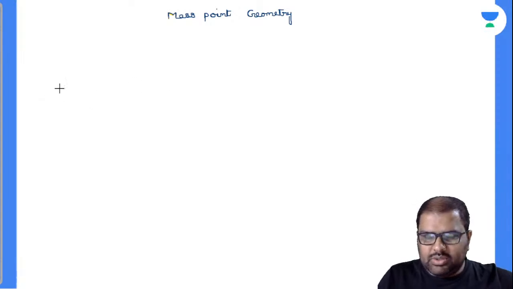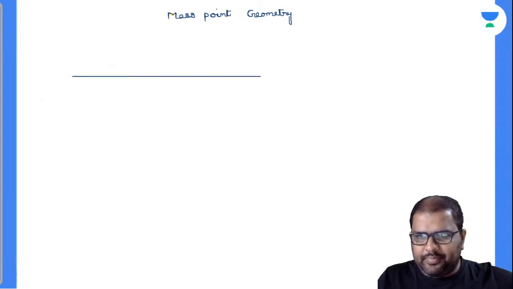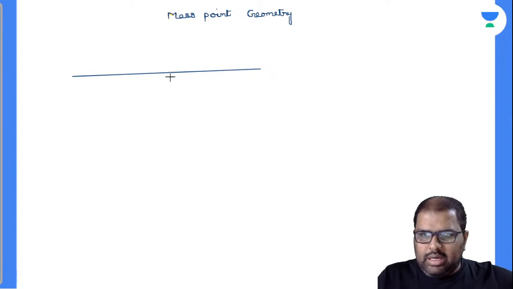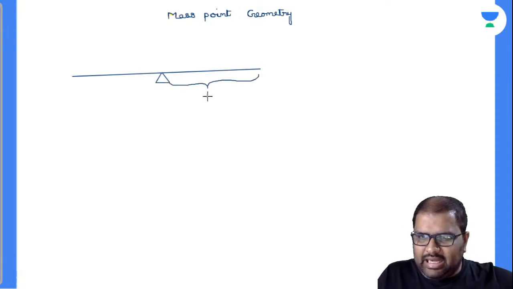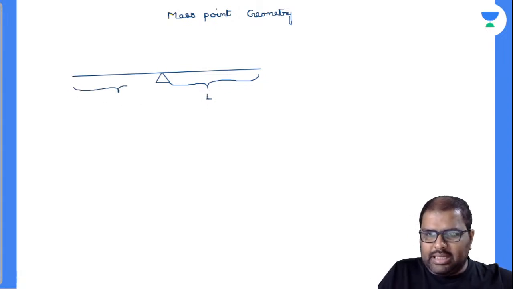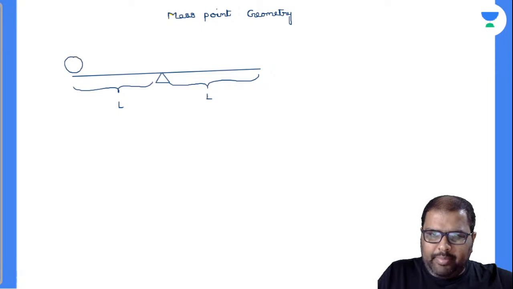You might have played. So let us suppose, consider this as a seesaw. So this will be the center of the seesaw. That is, the distance from the center pivot to this extreme, if this is length L, then this will also be L. I'm taking it like this. Now, I kept a weight here. I kept a weight here.